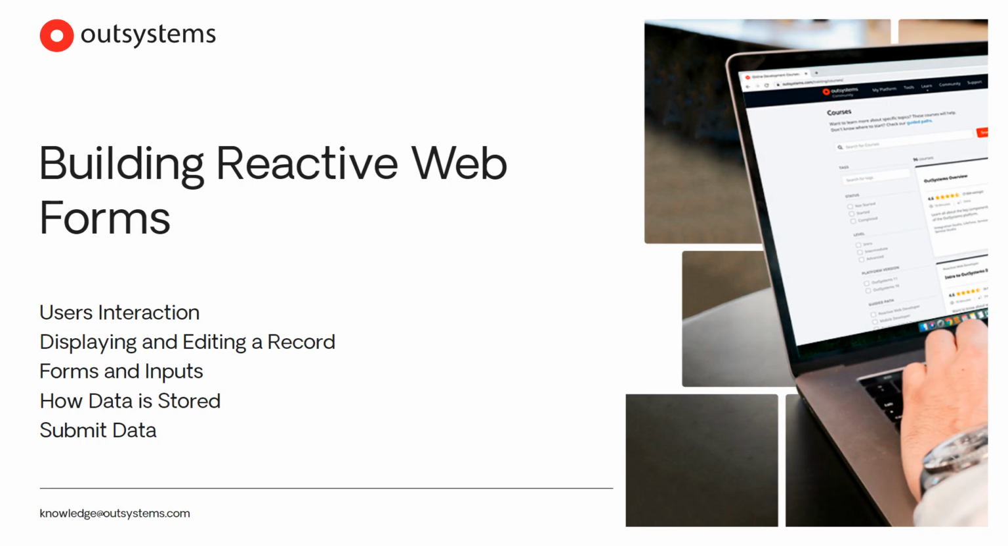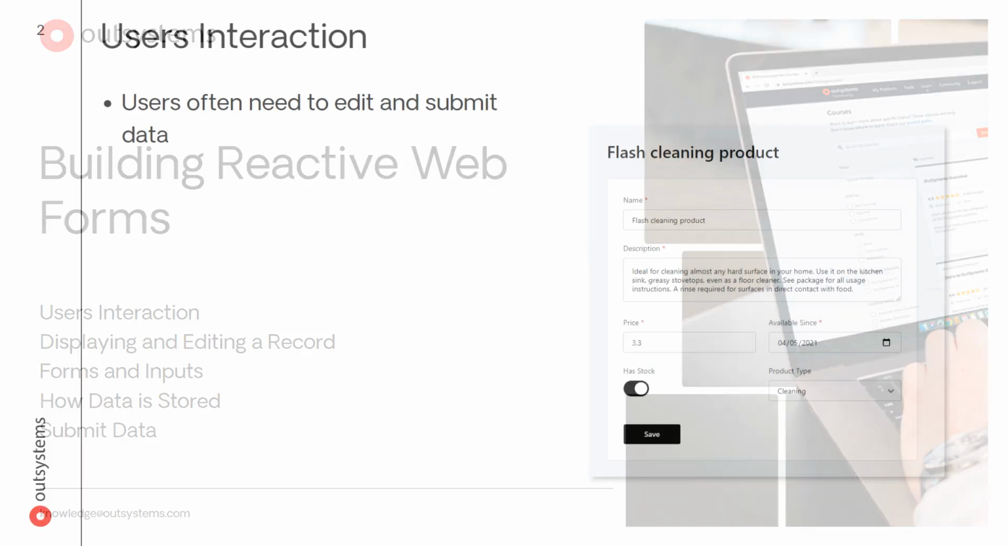In this session, we're going to talk about the importance of allowing users to interact with the application by editing and submitting data. We'll show you how we can display a single record and how we can also allow a user to edit that information in a screen using forms and input widgets. We will introduce these widgets and see how they work to build detail screens. Finally, we'll show you how the data submitted by the user is stored in the scope of the screen and how we can submit data.